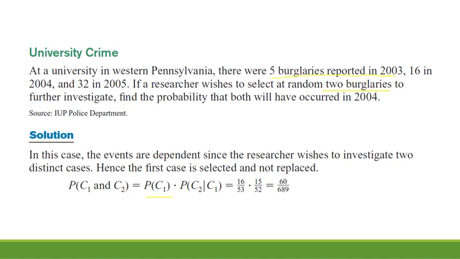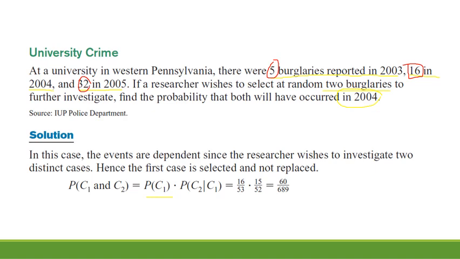5 burglaries were reported in 2003, 16 in 2004, and 32 in 2005. But the problem asks for the probability that both will occur in 2004. So we focus on the 2004 case. That is 16, the probability of getting that over the total outcomes. You just need to add all these burglaries from 2003, 2004, and 2005: the 5, the 16, and the 32.